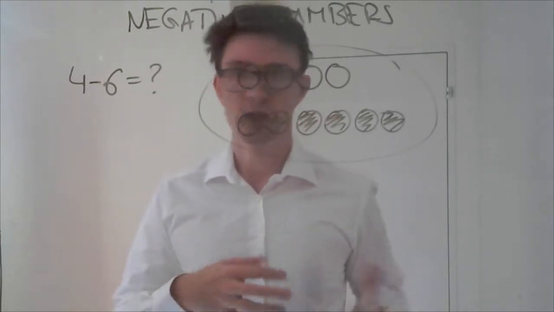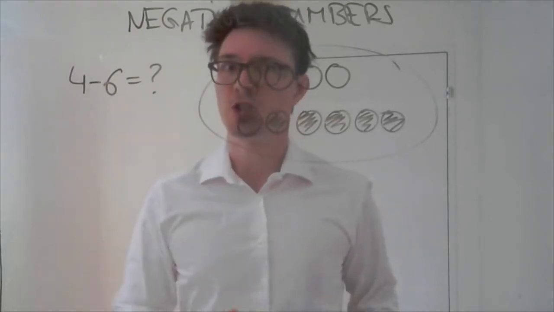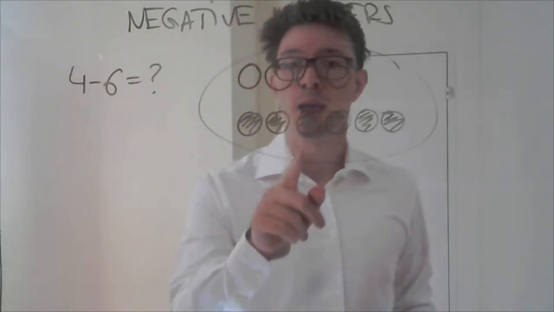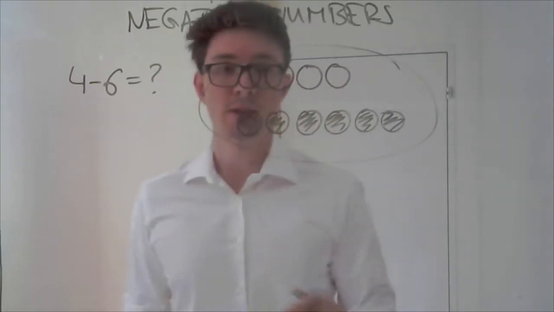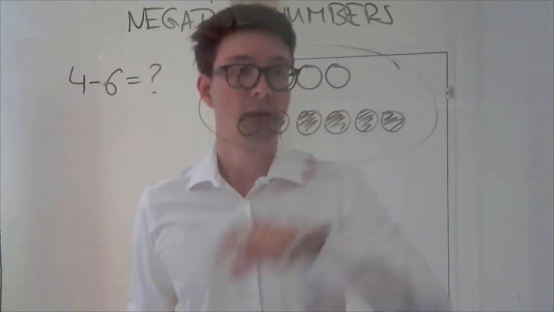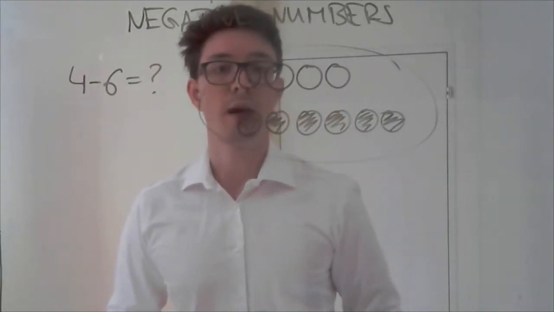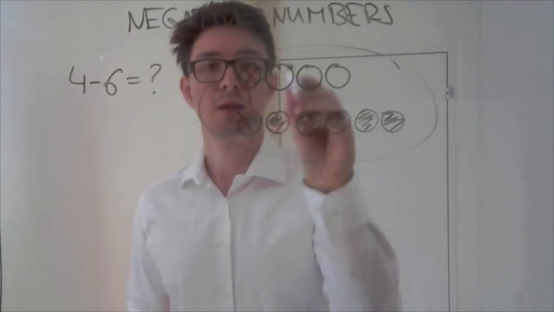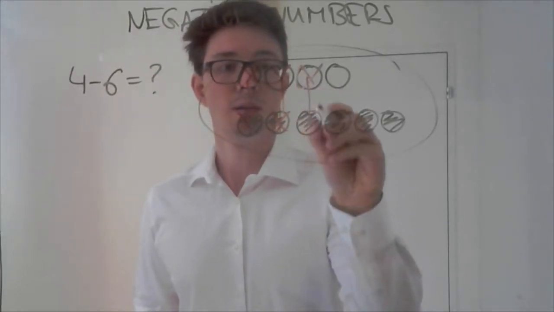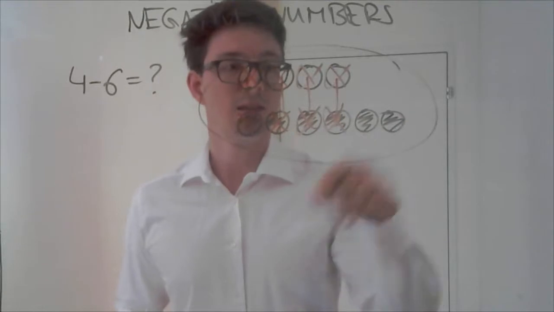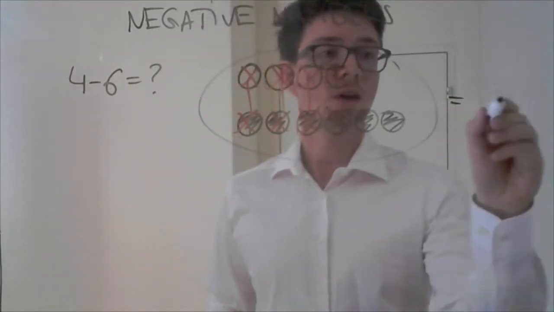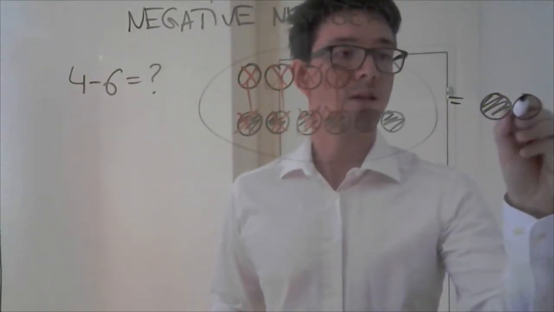maybe numbers as sheep, 4 sheep, take away 6 sheep, that's impossible. And here, well, it's quite obvious that we can just cancel out and we are left with 2 antidots. We can just cancel and see what's left over. What's left over are 2 antidots.